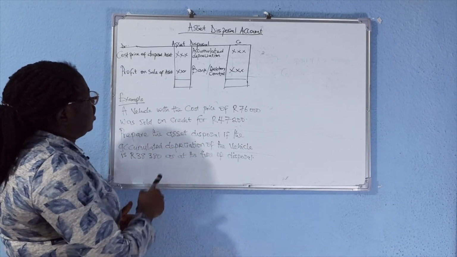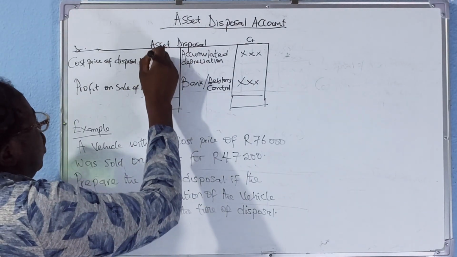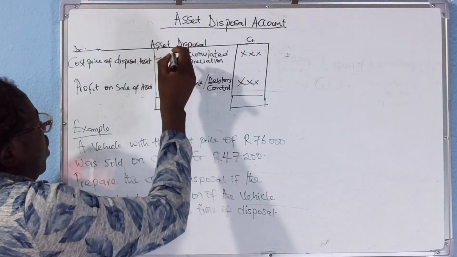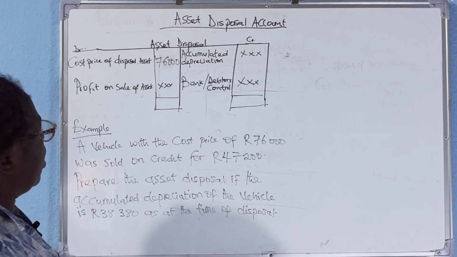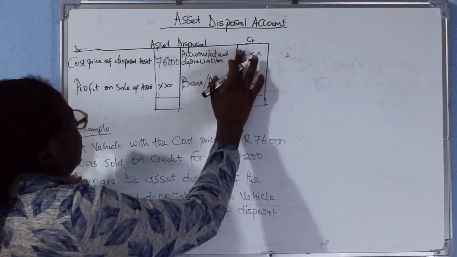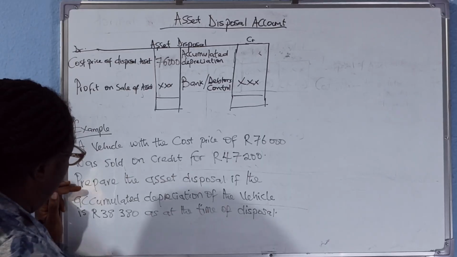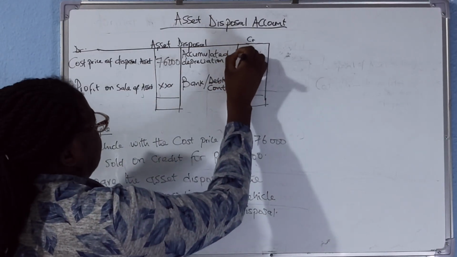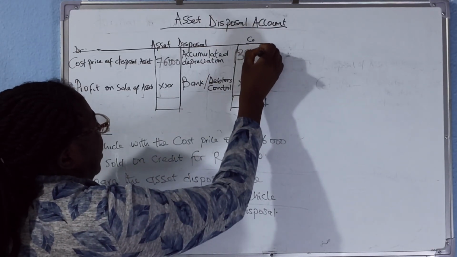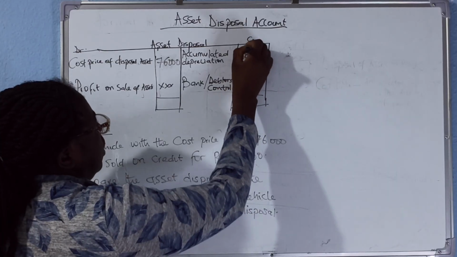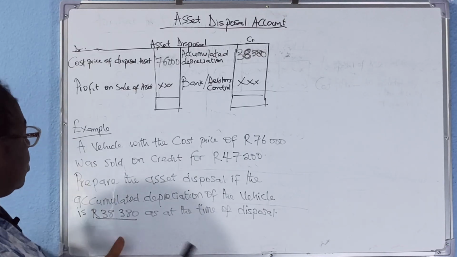So I'm just going to substitute this in what we have in our format on the board. The cost price of the disposed asset, according to this question, was 76,000. So I put 76,000 where we have the cost price, and then the accumulated depreciation of this asset as at the date of disposal was given to us as 38,380.